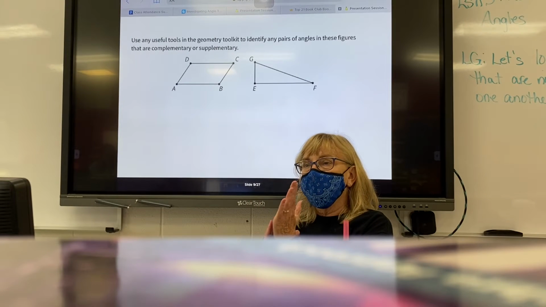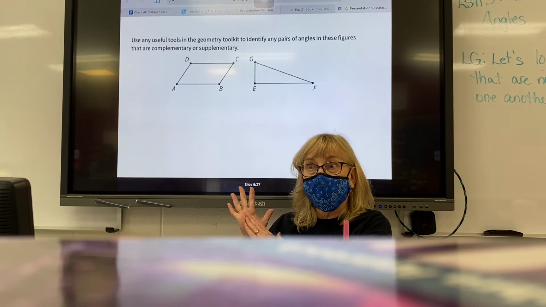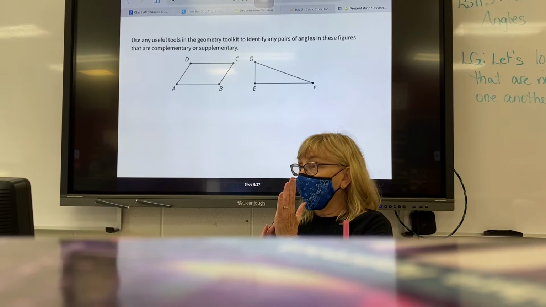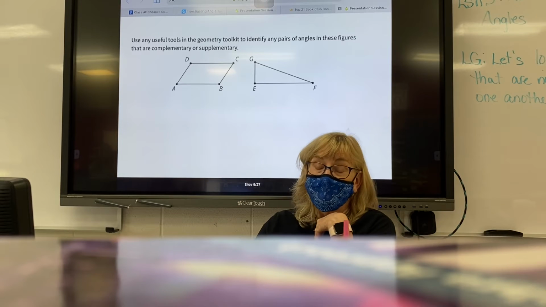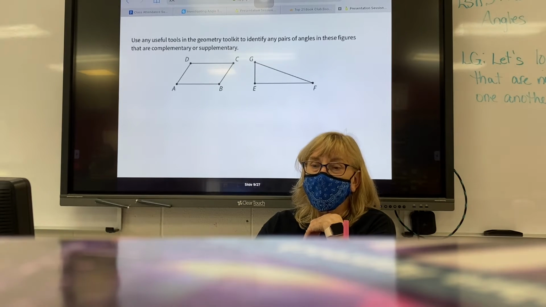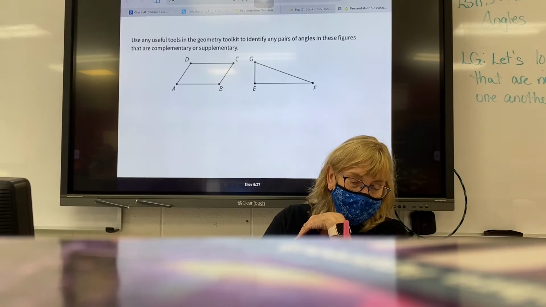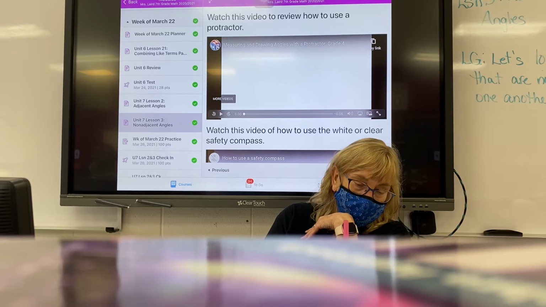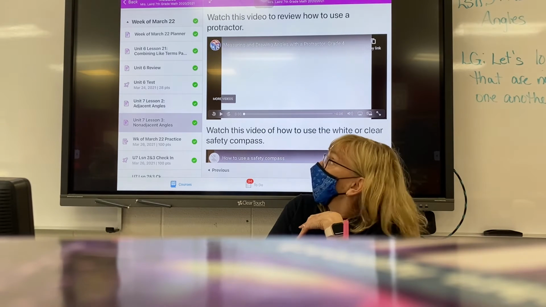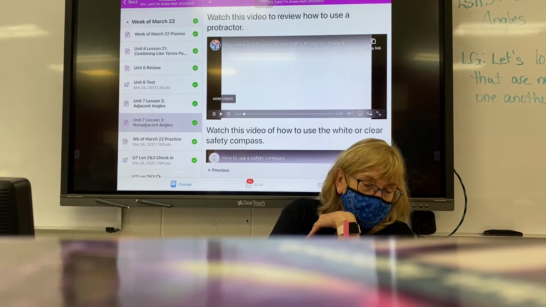Do we know how to use a protractor? I don't remember. You don't remember. Who does not remember how to use a protractor? Be honest. Okay. So you didn't watch the video, so let's go back and do that one. Let's see if I can get it to work. It worked last core. Didn't work first core, but it worked last core. All right.